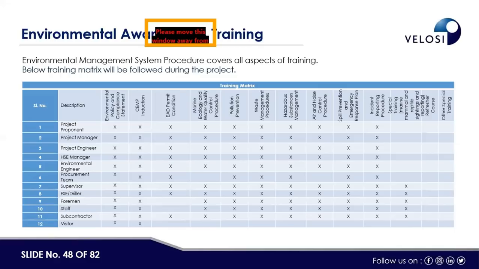So on your left hand side, there are the persons that are required to attend the trainings, which include the project proponent, manager, project engineer, HSE manager, environmental engineer, procurement team, supervisor. Depending upon their involvement in the project, against the topics that we had identified that require training, we have identified that these people must attend the training.